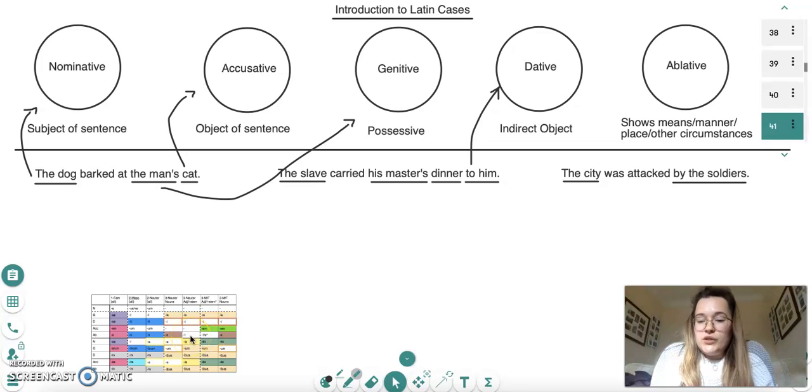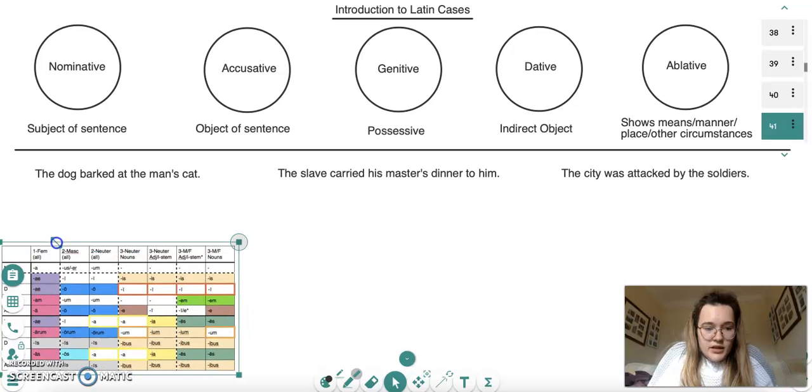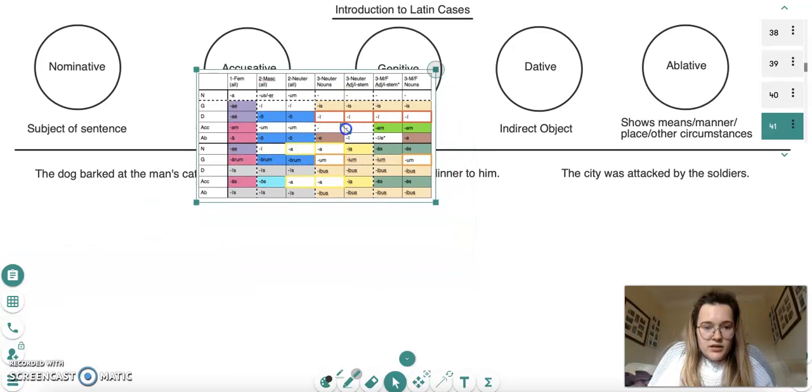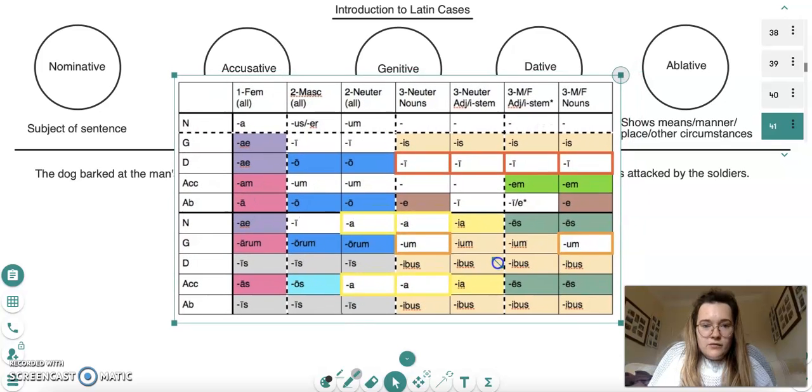And of course, this is all in English, but we have to think about how we would spot them all in Latin itself. So if we just get rid of these bits, if we just have a look at this table here, it gives us all of the endings that we need. So let me just make that a bit bigger. So nouns obviously have cases, but they also come in different declensions.